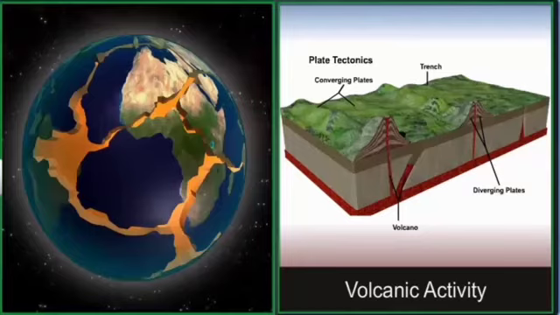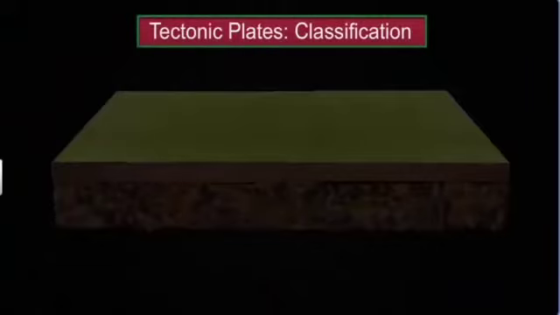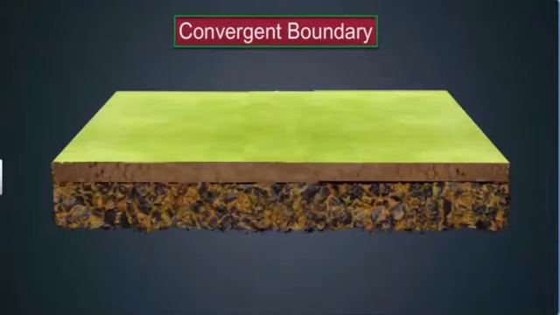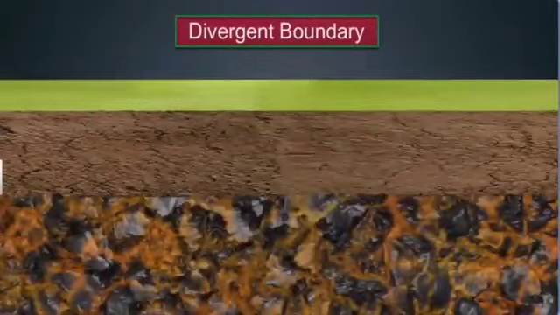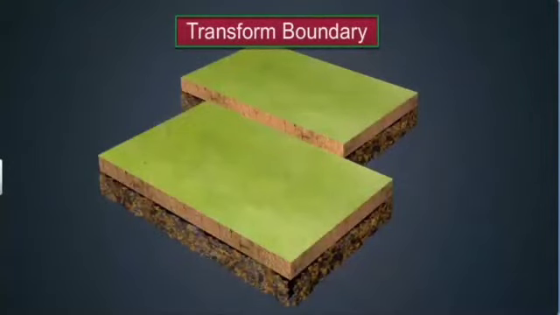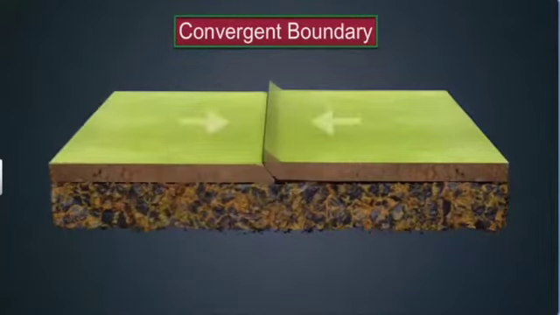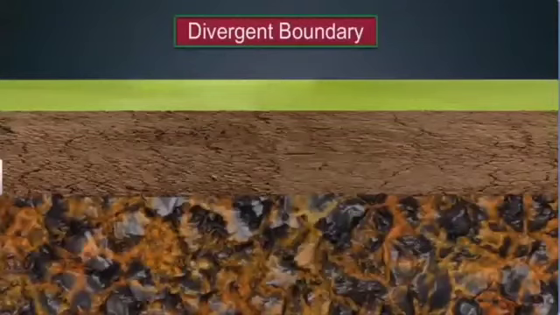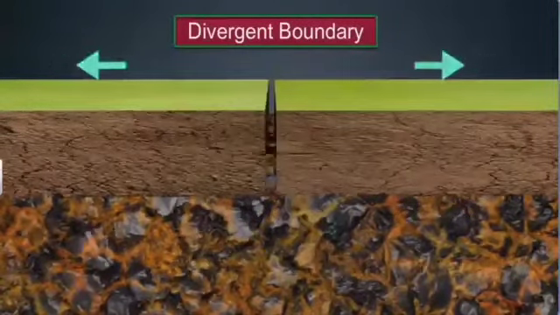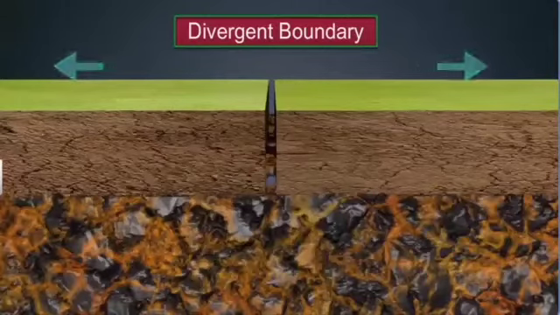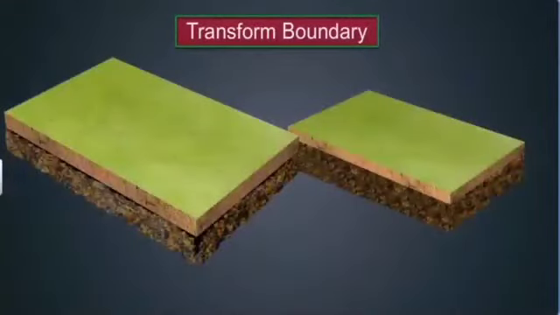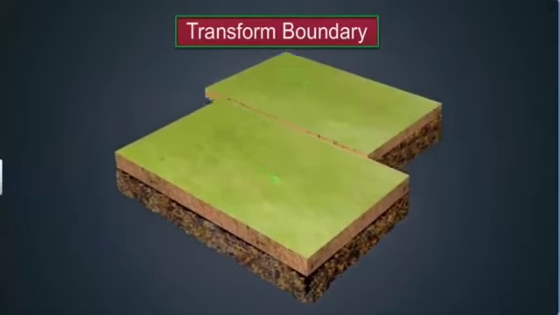These plates are classified into convergent boundary, divergent boundary, and transform boundary. Convergent boundary is formed when two plates converge or move towards each other. Divergent boundary is formed when two plates move away from each other. Transform boundary is formed when two plates move towards each other, but finally end up sliding past each other.